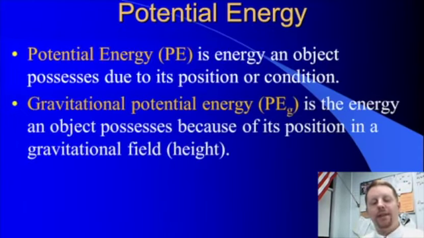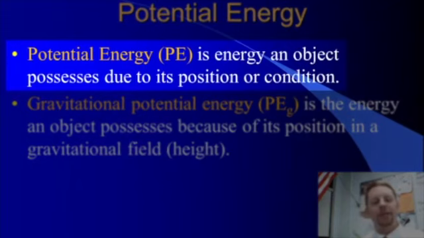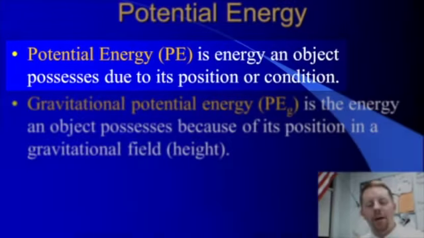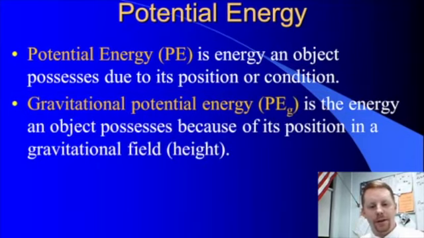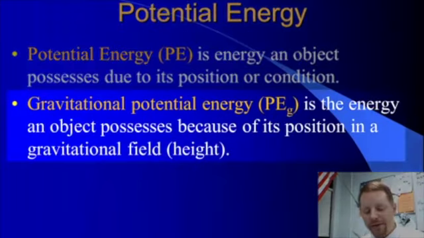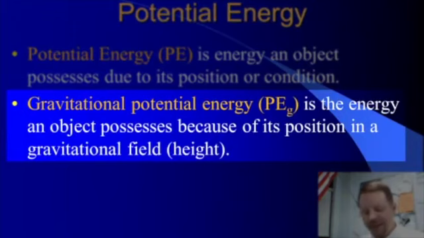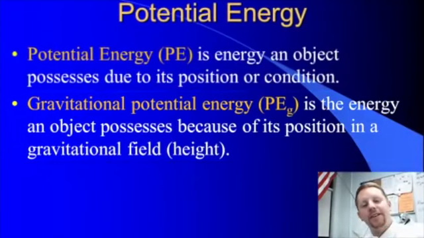If we talk about potential energy, that's energy an object possesses due to its position or its condition. The most common, or the one we're probably going to use the most frequently, at least at this point in the course, is gravitational potential energy. That's energy an object possesses due to its position in a gravitational field. And usually we're talking about things like height.